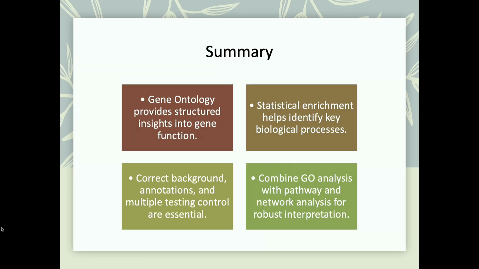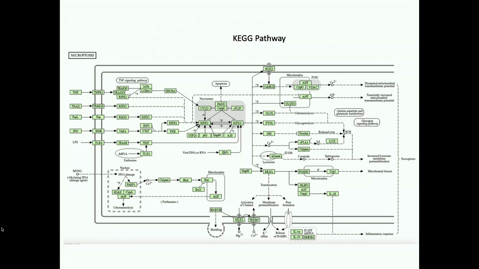This is basically what I was talking about: it's a structured dataset, statistical enrichment is done, and then you need to combine pathways and other things. One of the other very popular resources is the KEGG pathway, which is basically for signaling pathways. The good thing about KEGG pathway is that it's hierarchical in nature, and it shows you the impact of each of these genes on a downstream gene.